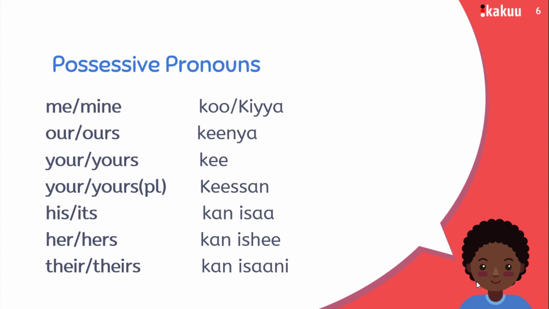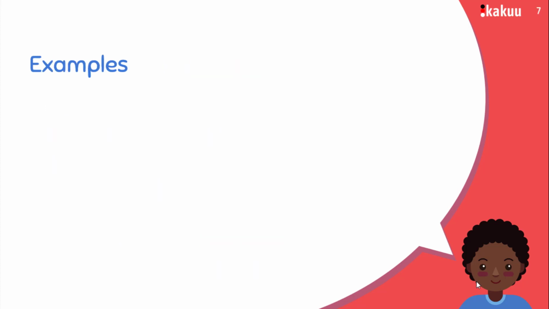Possessive pronouns. Me or mine, ko or kiyya. Our or ours, keenya. Your or yours, ke. Your or yours in the plural version, keessan. His or its, kanisa. Her or hers, kanishee. Their or theirs, kanisaani. We will now review some examples using these possessive pronouns.